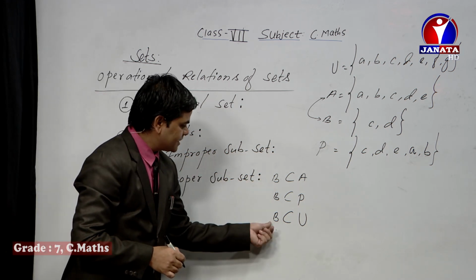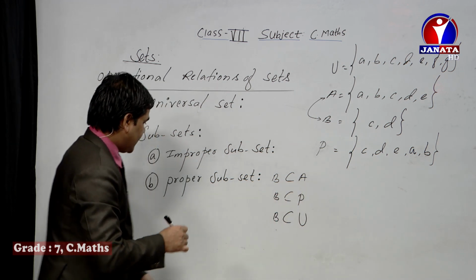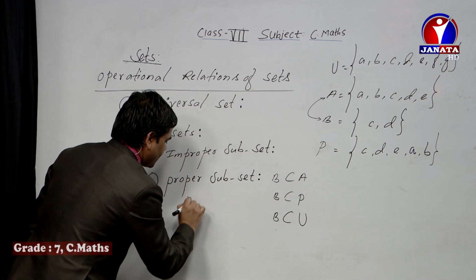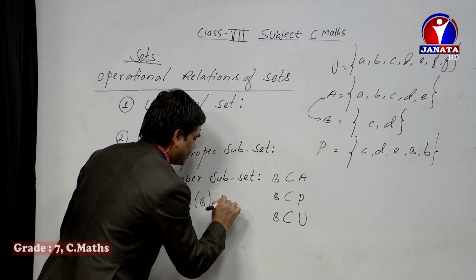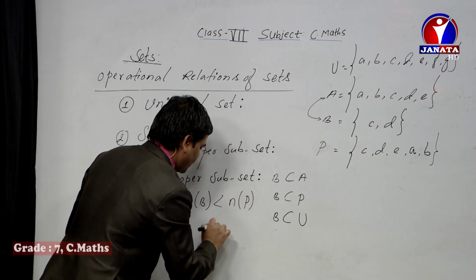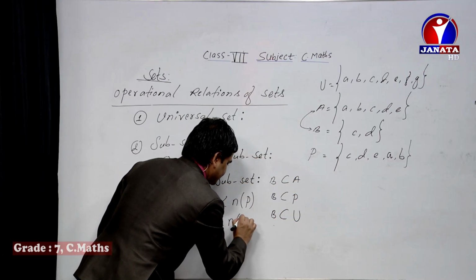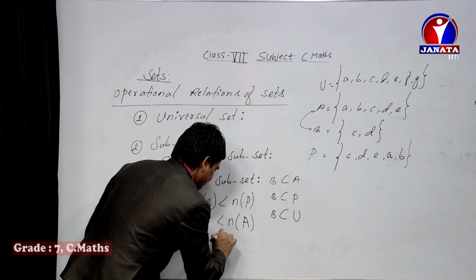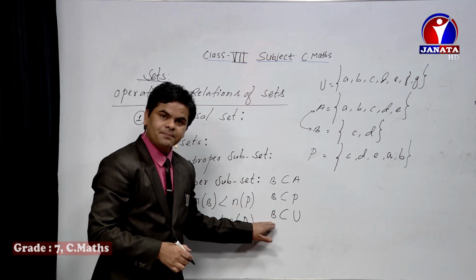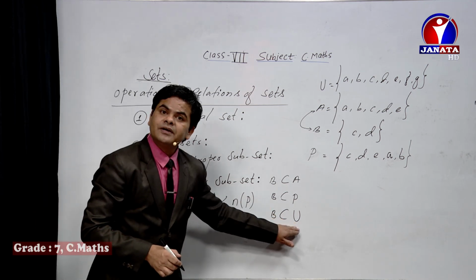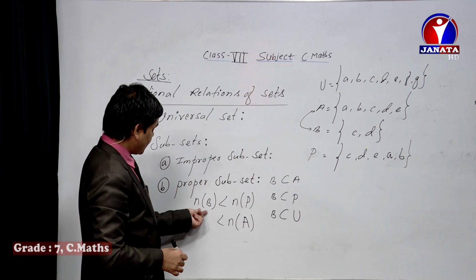One is that all the elements of the proper subset should be contained in its superset. Another is that the number of elements in set B must be less than the number of elements in set A. Always, set B will have fewer elements in comparison to the universal set. So if such situations are found, let's see the number of elements contained in set B.